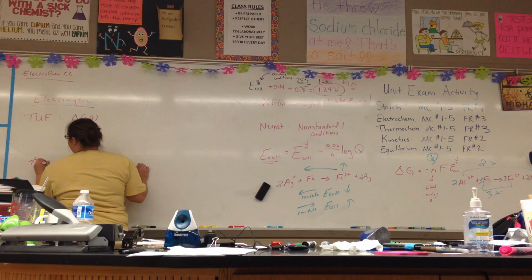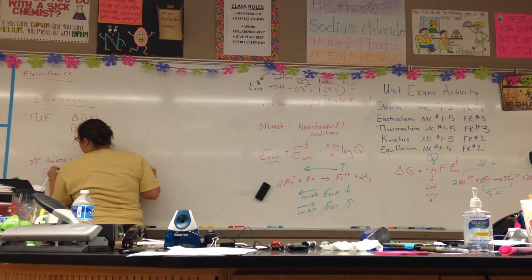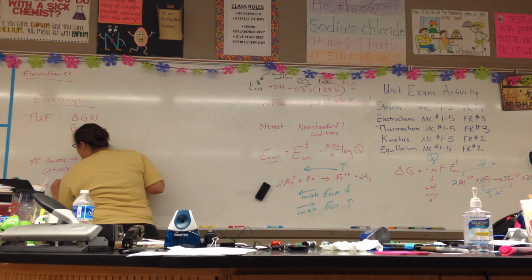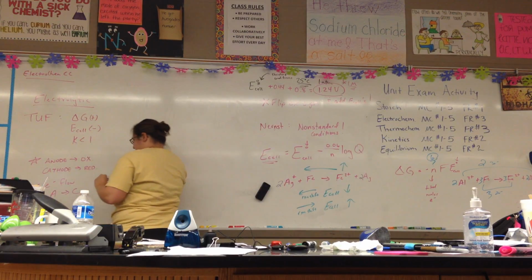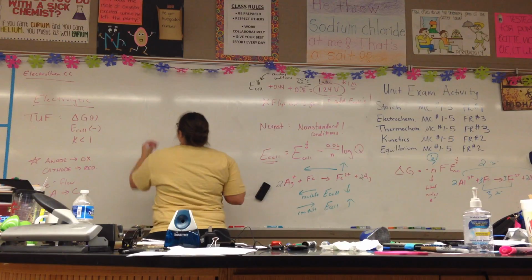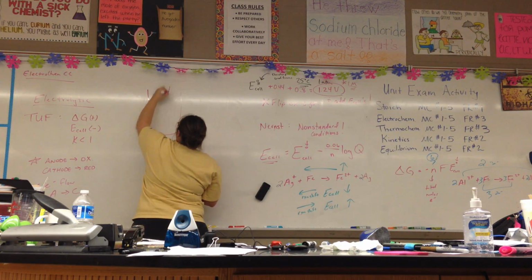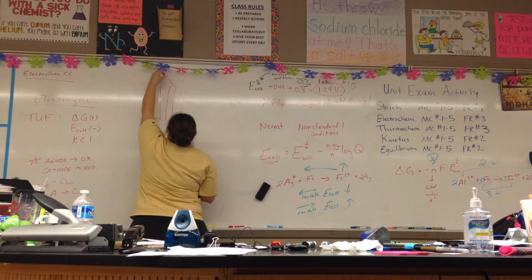You still have anode as where oxidation occurs. You still have your cathode where reduction occurs. And you still have electron flow going from anode to cathode. The only difference here is that you do not have to have a salt bridge. You usually have both of these.